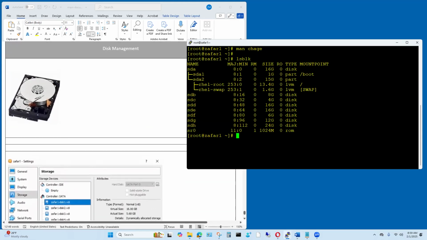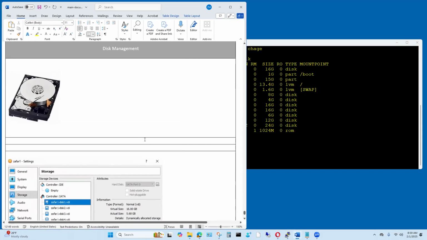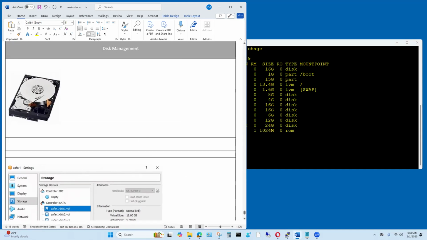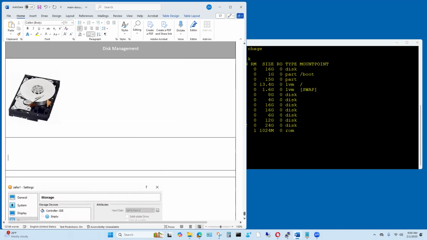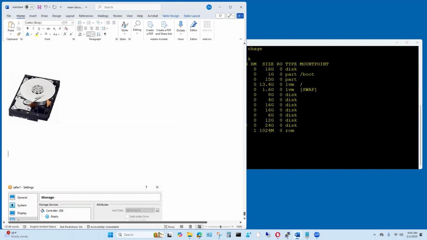So how does that work? The SD part remains the same, and it goes SDA, SDB, SDC, all the way down to SDZ, Z as in zebra. It could actually handle a lot of disks here.